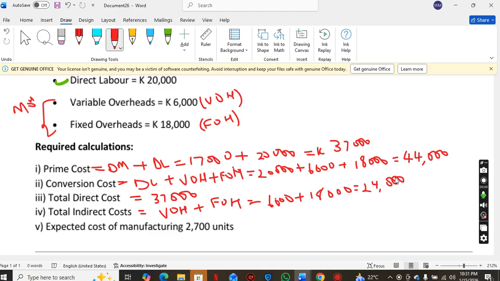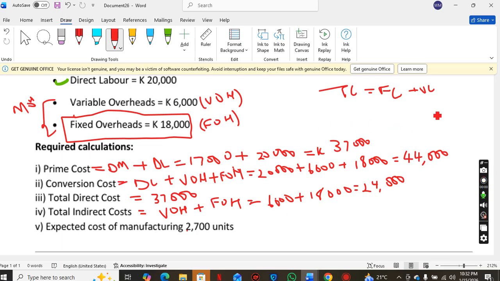Now we're asked to find the expected cost of manufacturing 2,700 units. So remember, colleagues, total cost is fixed cost plus variable cost. We already have our fixed cost here, our fixed overheads. These don't change when output changes. If you produce 0 units, you still incur these fixed costs, fixed overheads, like rent for the factory, lighting for the factory, utilities for the factory. Those costs will still be incurred, although you don't produce anything.